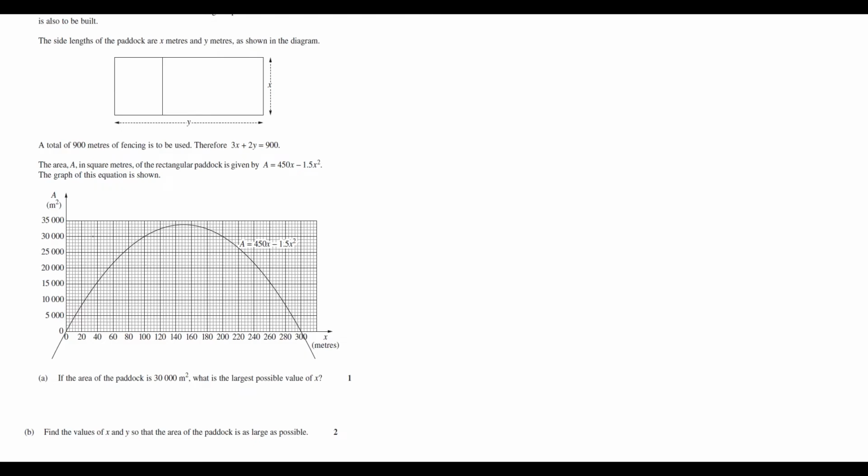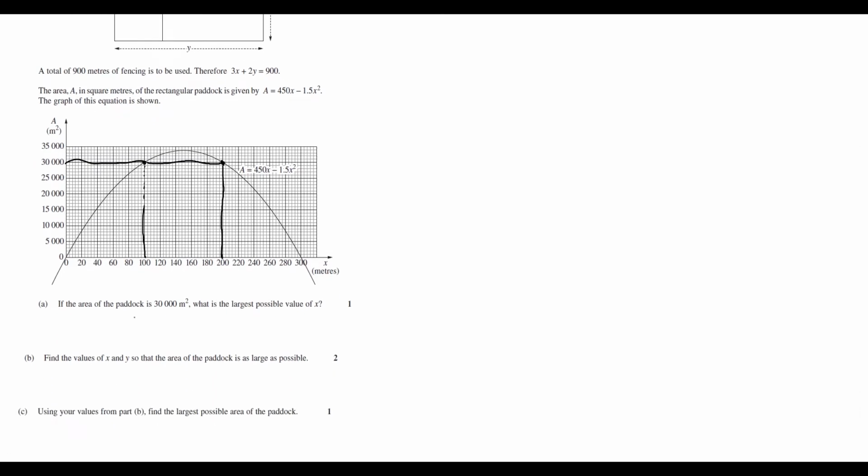So we can use our graph here and we go and find the 30,000. So that's going to be on this line here. And so we see our first point is going to be right above 100. But there is another point, as it is a parabola, it is going to be symmetric, so more than likely to have 2 points that coincide. And we find that there's another value of x, which is 200. So the largest possible value of x for us to have an area of 30,000 meters squared is going to be x equals 200. Maybe we'll say meters there as well.